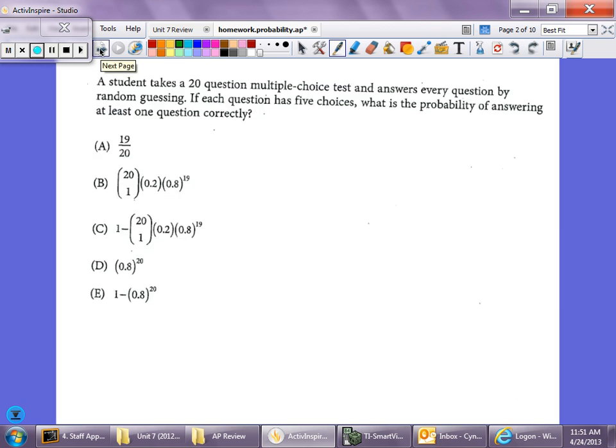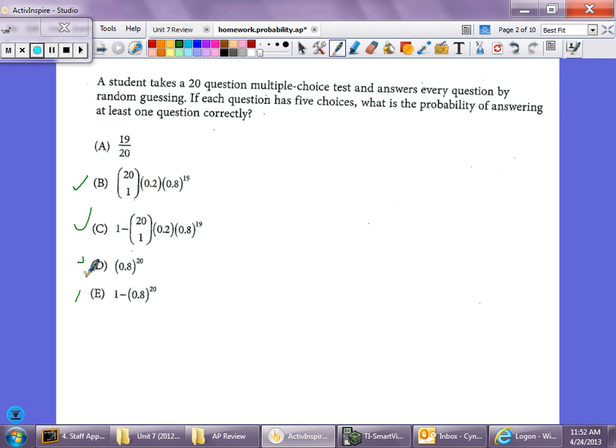Next problem. Without even doing anything, I noticed that I see a lot of binomial notation. So right away, these could potentially be binomial, depending on what pieces get eliminated. So now I'm going to go in with the mindset that this may be a binomial problem. A student takes a 20-question multiple choice test. Right away I'm thinking multiple choice, you're either right or you're wrong, and answers every question by random guessing. So there's independence, he doesn't know what he's doing.